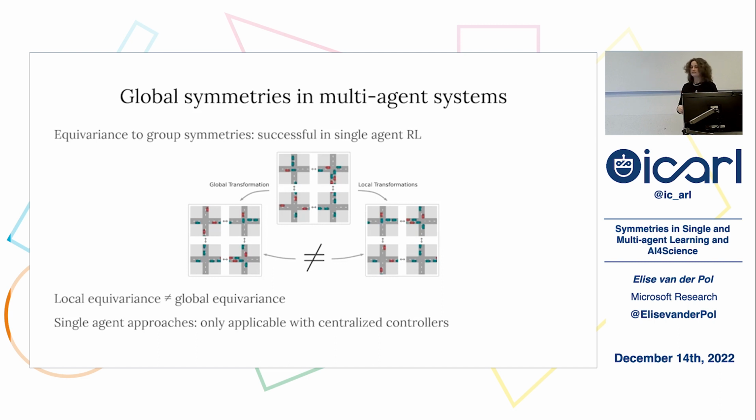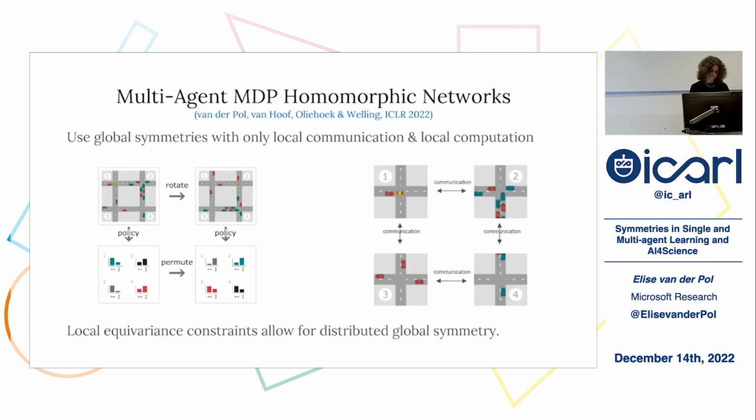Otherwise, the single agent approach would only be applicable if you use a centralized controller that takes all the input at the same time and is therefore able to globally enforce equivariance. So the observation we made here in multi-agent MDP homomorphic networks is that you can actually use global symmetries with only local computation and local communication if you set your equivariance constraints right. So there is a way to have only local equivariance constraints that does allow for this global distributed symmetry.